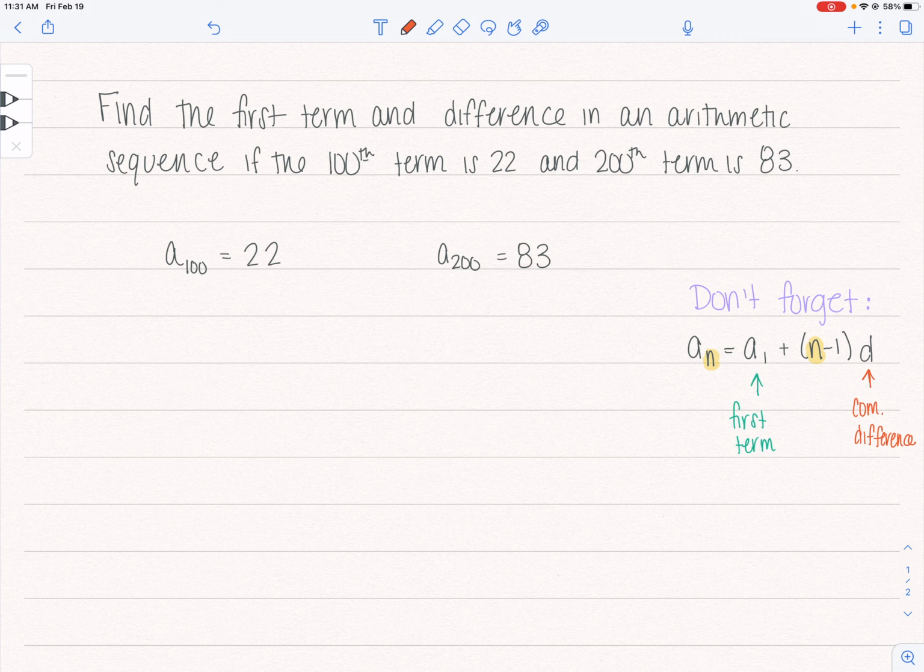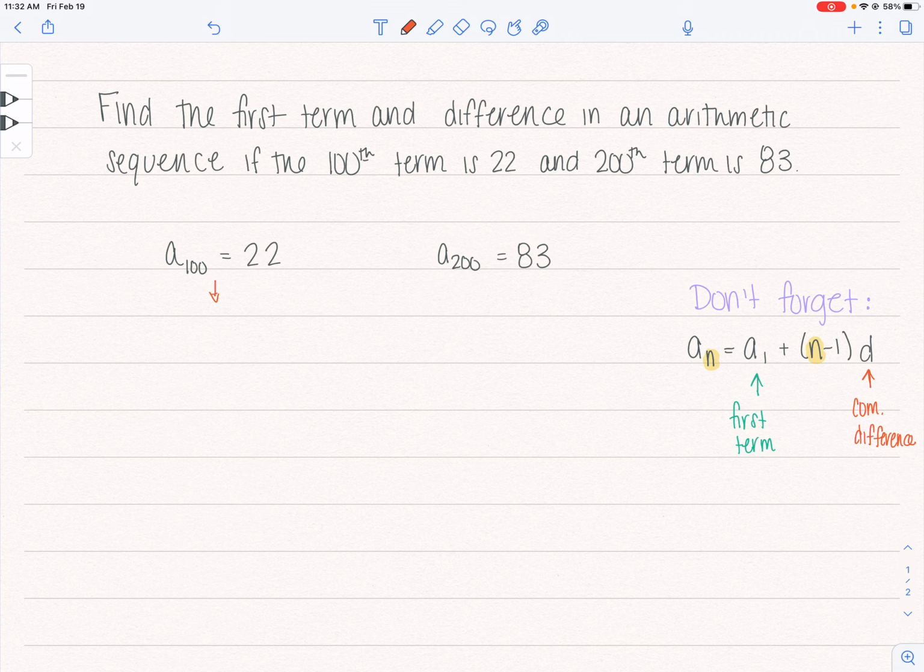So the first thing, I'm going to need that formula, and I wrote it off to the right-hand side so that you can see. Don't forget, anytime you see arithmetic sequence, that's going to be the general form you use. So I can rewrite both of these.